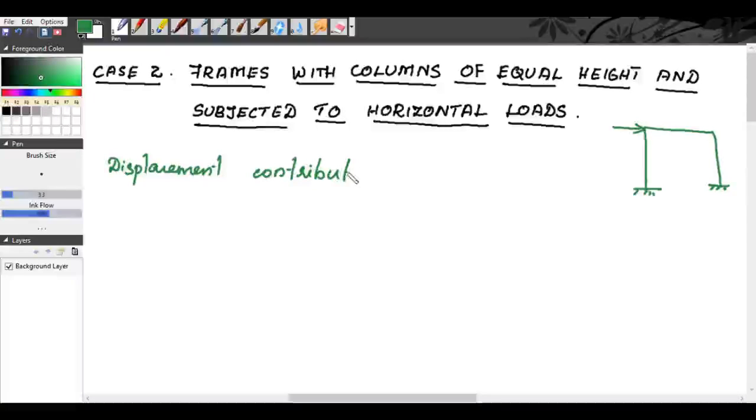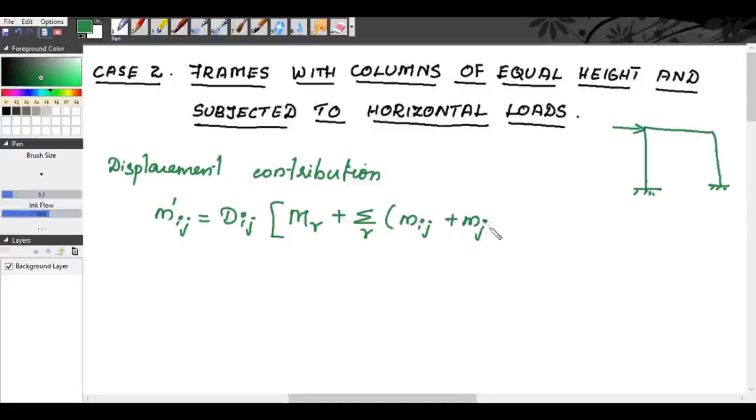So displacement contribution is represented by M dash of Ij will be equal to Dij into Mr, that is restrained moment at R, that is restrained moment at the particular column, plus sigma R into Mij plus Mji. So the explanation is similar, same.